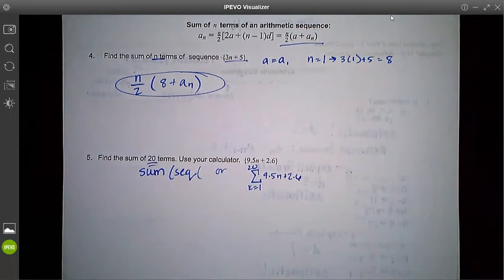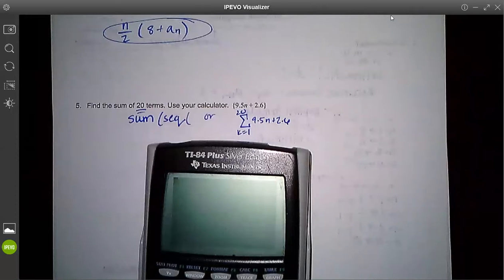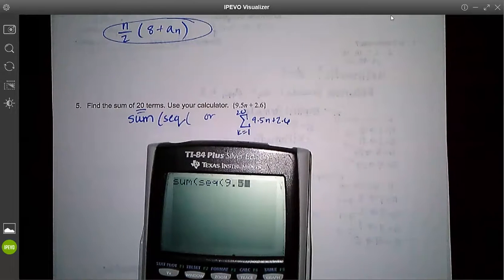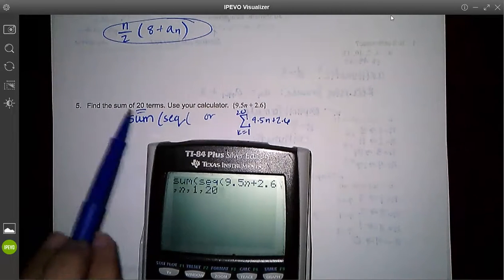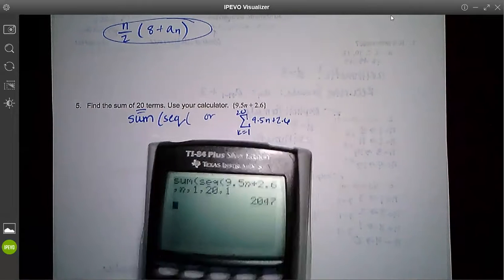Sum of sequence is how I'm going to do it, because that's what my old calculator does. So again, you have to be in sequential mode. You're going to catalog, hit P because it's closer to the sum. Catalog S to get the sequence. And I want the sequence of my 9.5n plus 2.6, so that's my formula. For n from 1 to 20, because I want the first 20, list of 1. And I get 2,047.